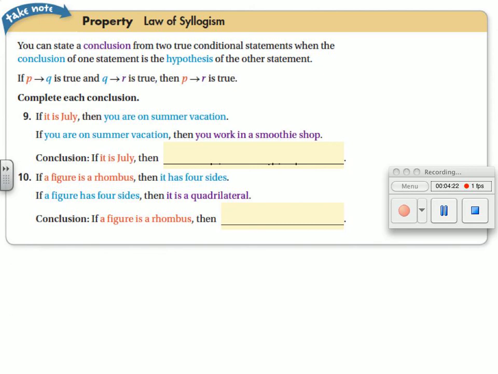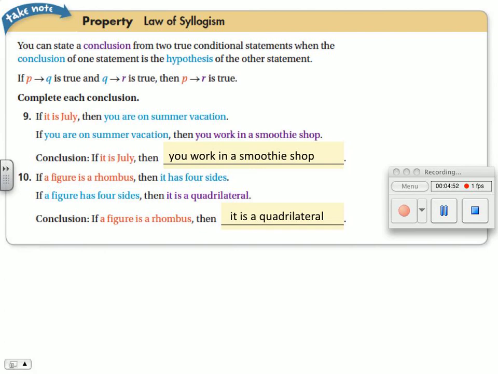Let's look at problem number 10. If a figure is a rhombus, then it has four sides. If a figure has four sides, then it is a quadrilateral. So we can reach the conclusion, if a figure is a rhombus, then it is a quadrilateral. So the law of syllogism basically says if A implies B, B implies C, then A implies C is true also. So all three statements will be true.